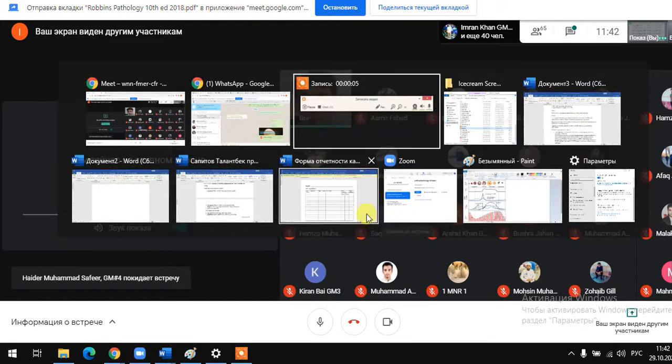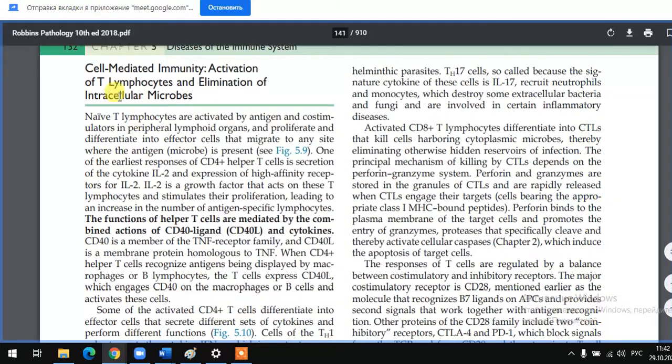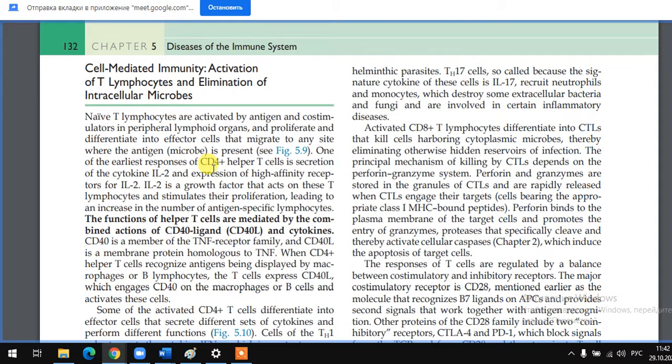In the last topic, we stopped at cell-mediated immunity, activation of T lymphocytes, and elimination of intracellular microbes. I want to remind you of one main point. We have two main types of T lymphocytes: CD4 positive and CD8 positive. CD4 positive cells are usually helper T cells, and they are responsible for recognition of antigens from the MHC1. Oh, sorry, MHC2, major histocompatibility complex type 2, which is presented by antigen-presenting cells.